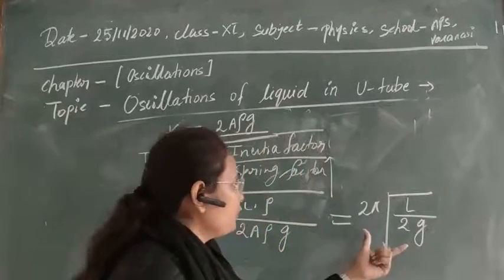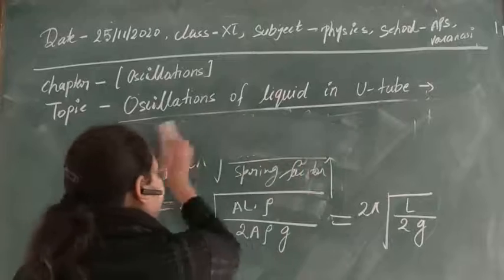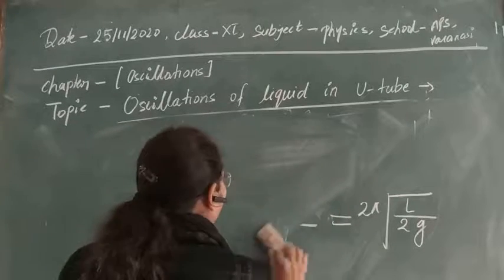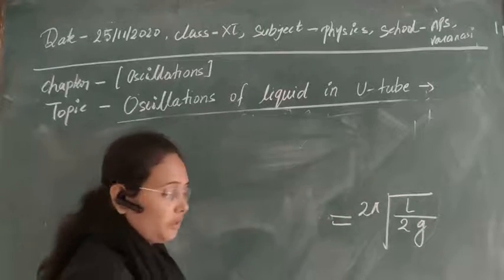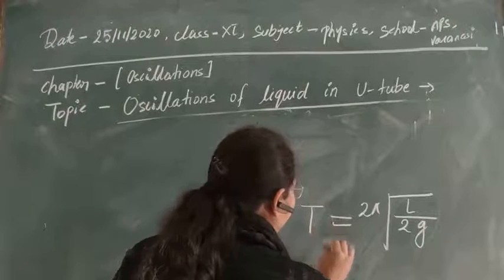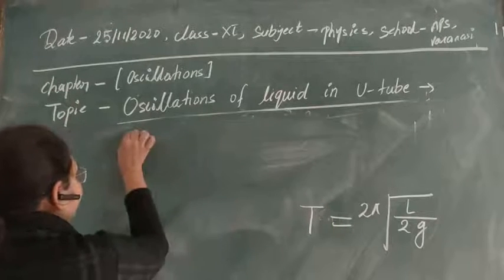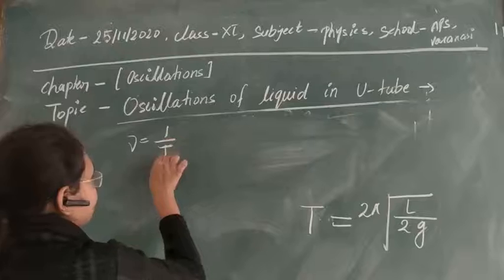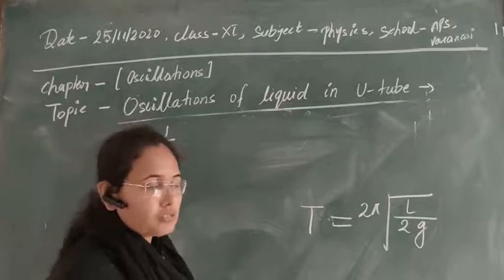And now if you know this value, then you can calculate the frequency of the oscillation. As you know, the frequency of oscillation is the reciprocal of the time period of the oscillation.